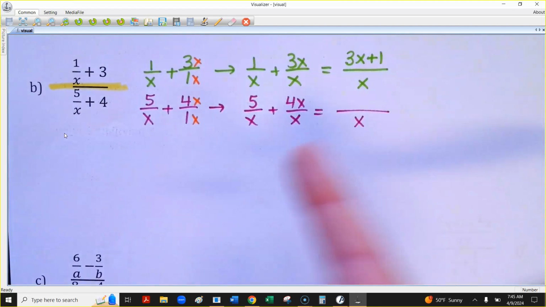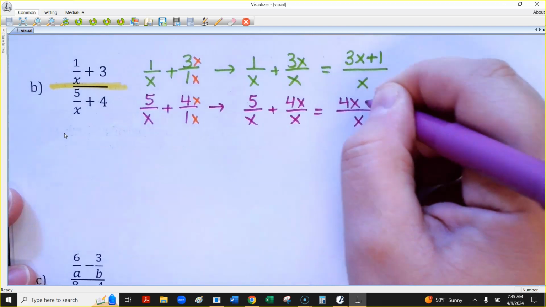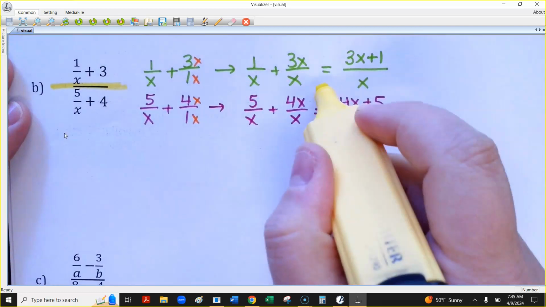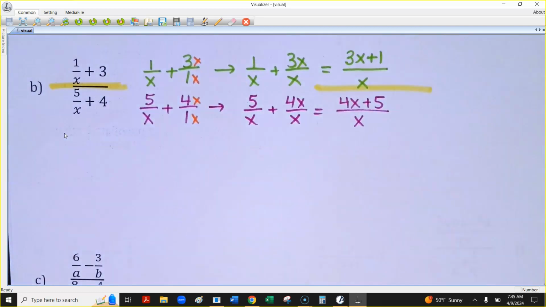I'm just going to write the 4x first and the plus 5 second. I'm still adding them together, just kind of writing it in standard form. Okay, now I know that was kind of a lot of work, but to actually divide these, I'm just going to do my keep, change, flip.